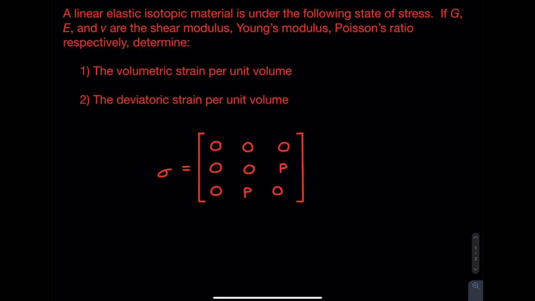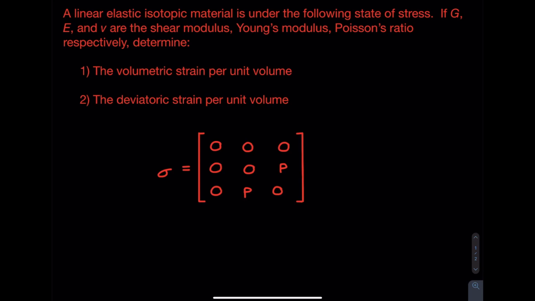Now, looking at question 1 and 2, this is something you guys should know how to do by hand, thus I am also doing it by hand. So if we look at questions 1 and 2, they're the same in that it says a linear elastic isotropic material is under the following state of stress.